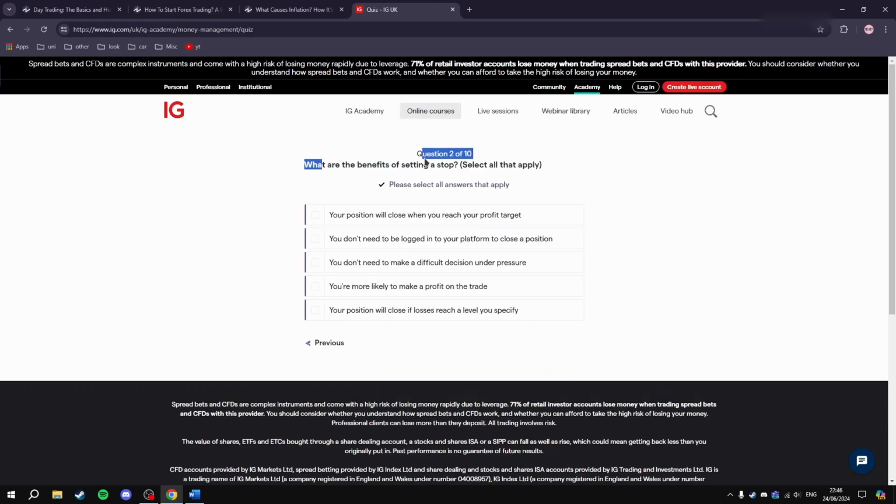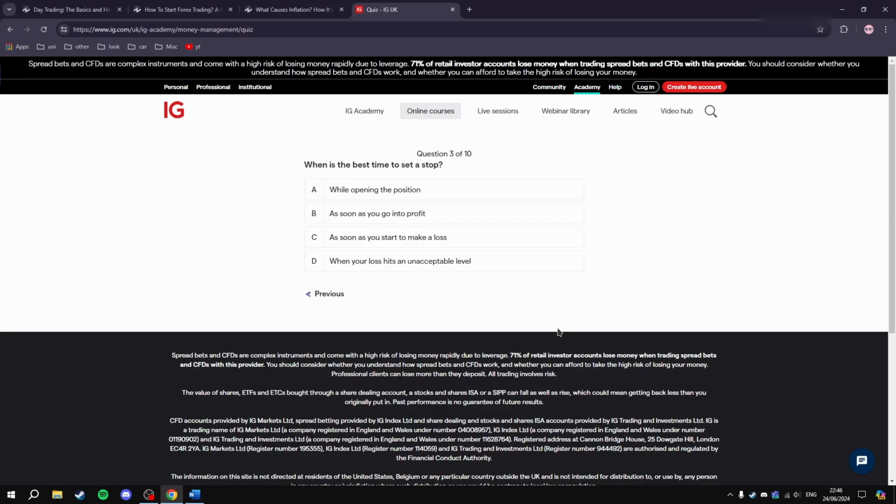What are the benefits of setting a stop? Select all that apply. Your position will close when you reach your profit target. Nope. You don't need to be logged into your platform to close a position. Yep. Don't need to make a difficult decision under pressure. Yep. You're more likely to make a profit on the trade. Nope. Your position will close if losses reach a level you specify. Yep.